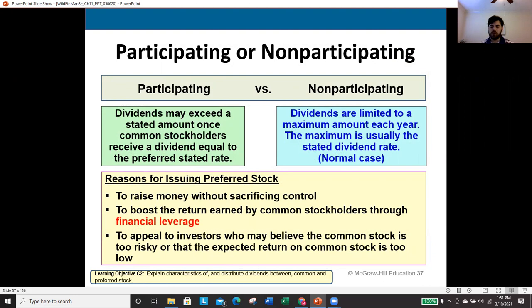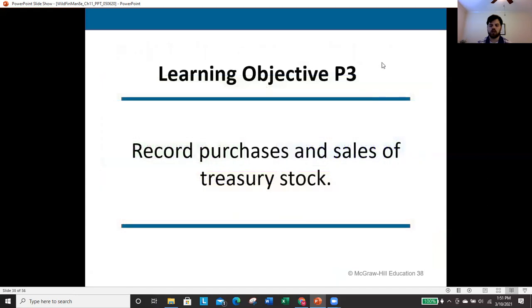So, reasons for issuing preferred: we can raise money, of course, without sacrificing control, because this typically does not include voting rights. This can boost the return by common through financial leverage, because we are not increasing our common shares outstanding. And this will appeal to investors who believe the common stock is too risky, or that the expected return on that common stock is too low. So it just gives us another market to actually sell this out through.